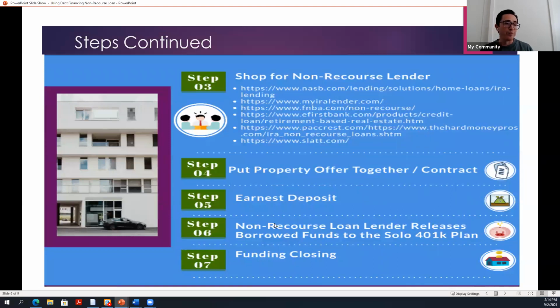You've also got to put together your offer, the contract. These are very high level steps here. Then you make the deposit, the loan is funded, and you close on the property, buying it in the name of the plan. Your trust, your plan is the party that's the borrower that's obligated to pay back that loan.